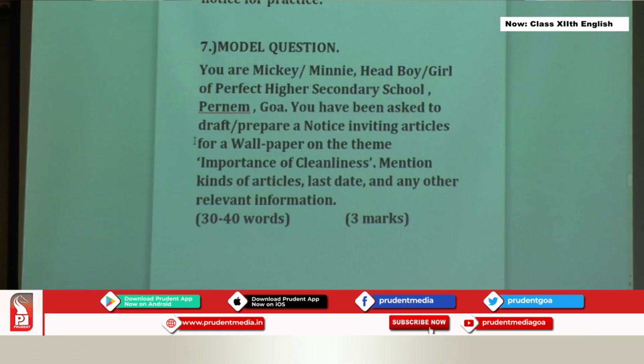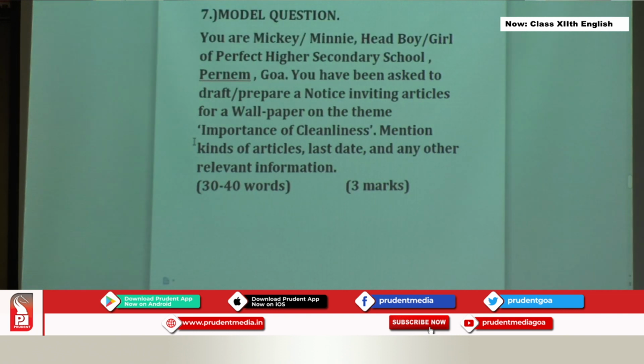So, here is the model question. You are Mickey or Minnie, head boy or head girl, of Perfect Higher Secondary School, Perune, Goa. You have been asked to draft or to prepare a notice inviting articles for a wallpaper on the theme Importance of Cleanliness. Mention kinds of articles, last date, and any other relevant information.